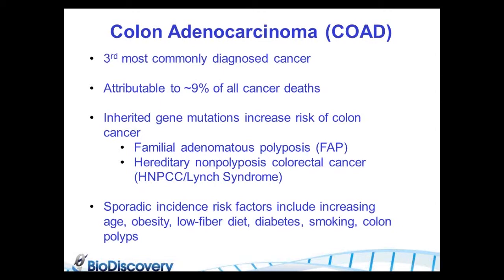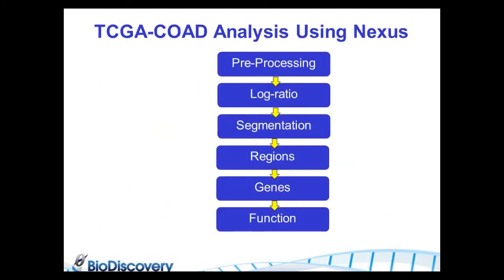There are inherited gene mutations which have an increased risk of colon cancer, and this includes both FAP and HNPCC, or Lynch syndrome. And there are also a number of factors for the sporadic incidence of colon cancer, and this includes increasing age, obesity, a low-fiber diet, diabetes, smoking, and colon polyps.